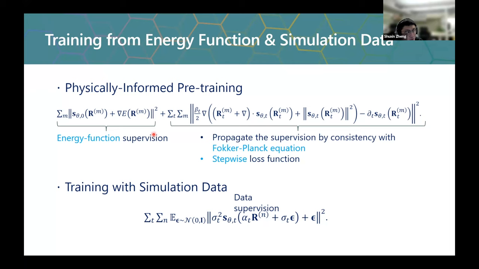That is, you can, for example, randomly select a few conformations, as long as the energy function can be calculated, and it can be used as the supervision to train the model. So internally, we also call it a data-free loss, compared with the data-based loss. But this loss also has a big drawback.